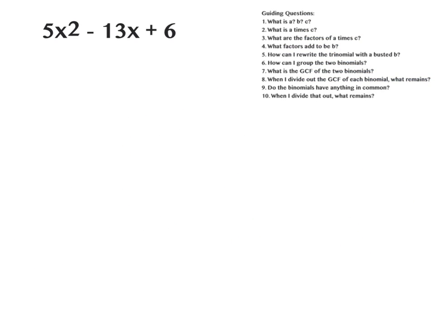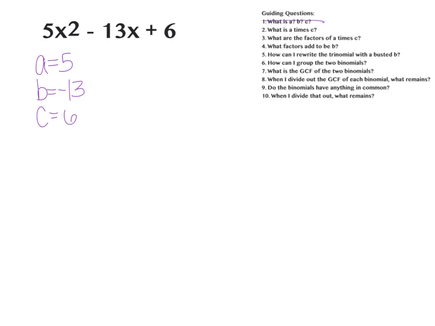All right, so I'm going to go through that exact same process. I now have 5x squared minus 13x plus 6. So I'm going to start with that first question. What is A? What is B? What is C? So I know that A is 5. I know that B is negative 13. And I know that C is 6. So I'm looking for those ABCs.